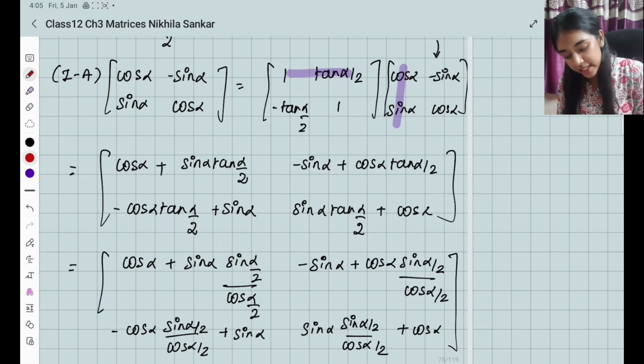Now what am I going to do? I'm going to take the LCM. Here we have cos alpha by 2, so I'm going to take the LCM all over.